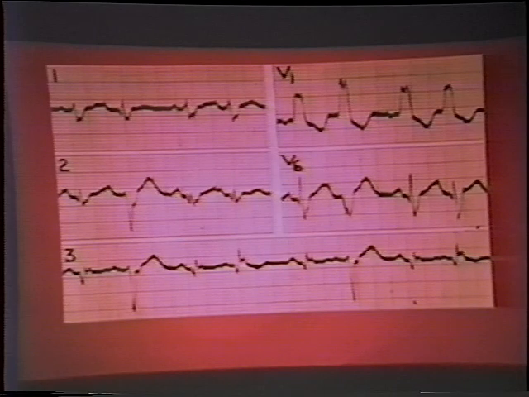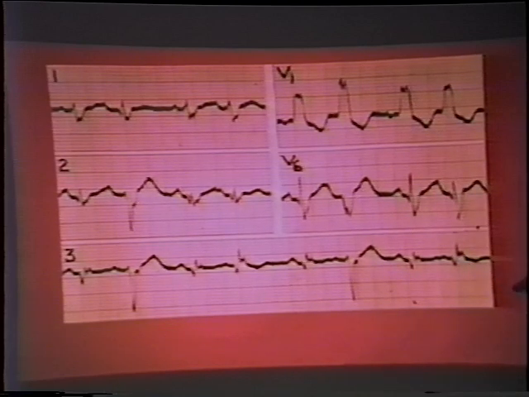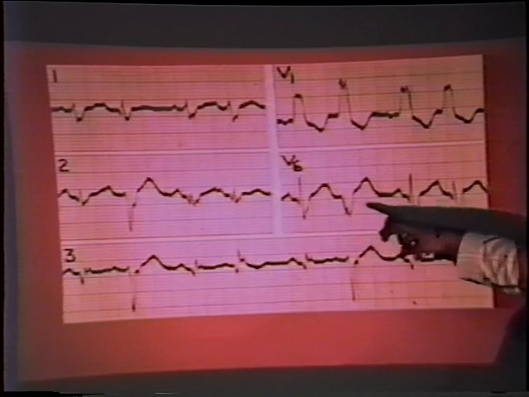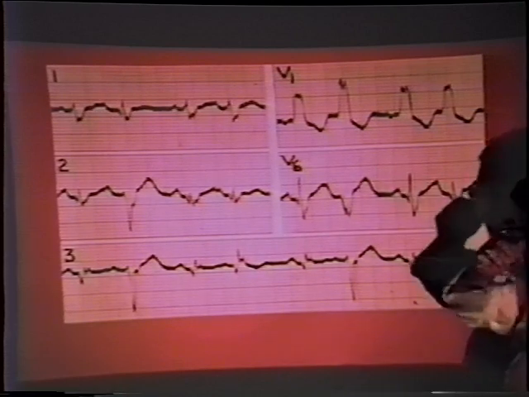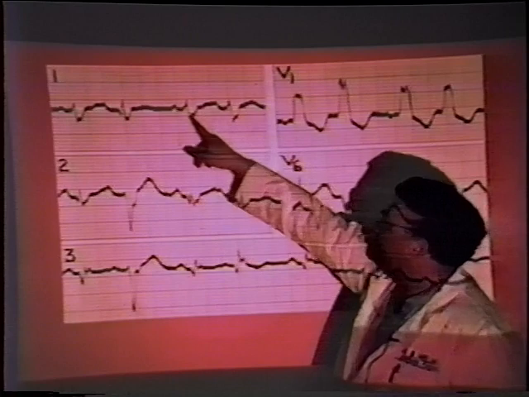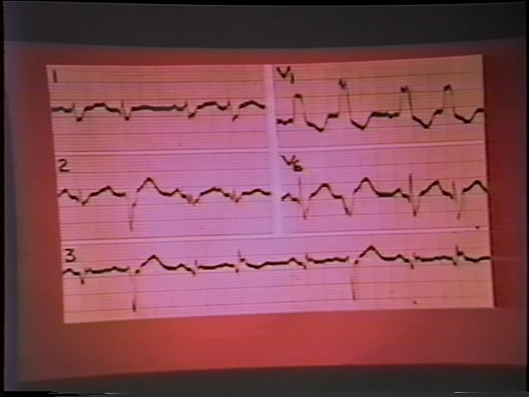Okay. Now we have a wide QRS, so we have a bundle branch block. What type is it? It's more positive than one, so it's a right bundle branch block. But also, let's look at our axis here. It's more negative than positive in one. So therefore, it's a right bundle branch block plus a right axis deviation. It makes it a bifascicular block.